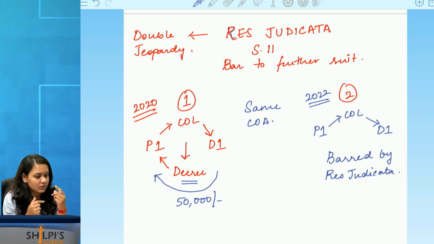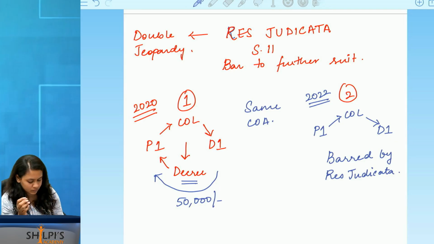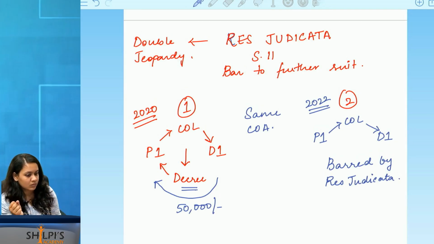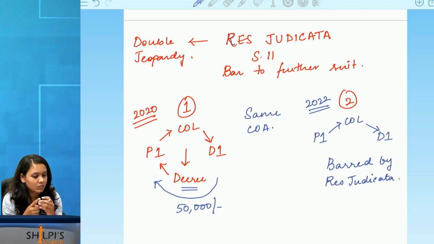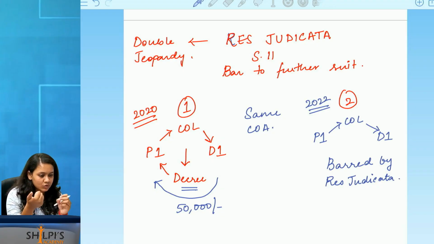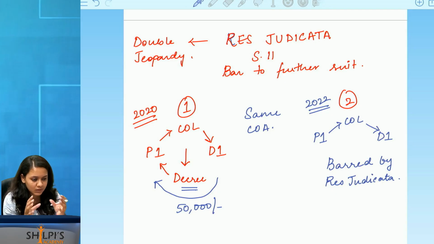Can we quickly see the difference between sub judice and res judicata? What do you think are the possible differences? Exactly. In sub judice, none of the suits are yet decided, but in res judicata, one suit has been finally decided. That means a decree has been issued. That is essentially the only difference between res judicata and sub judice.